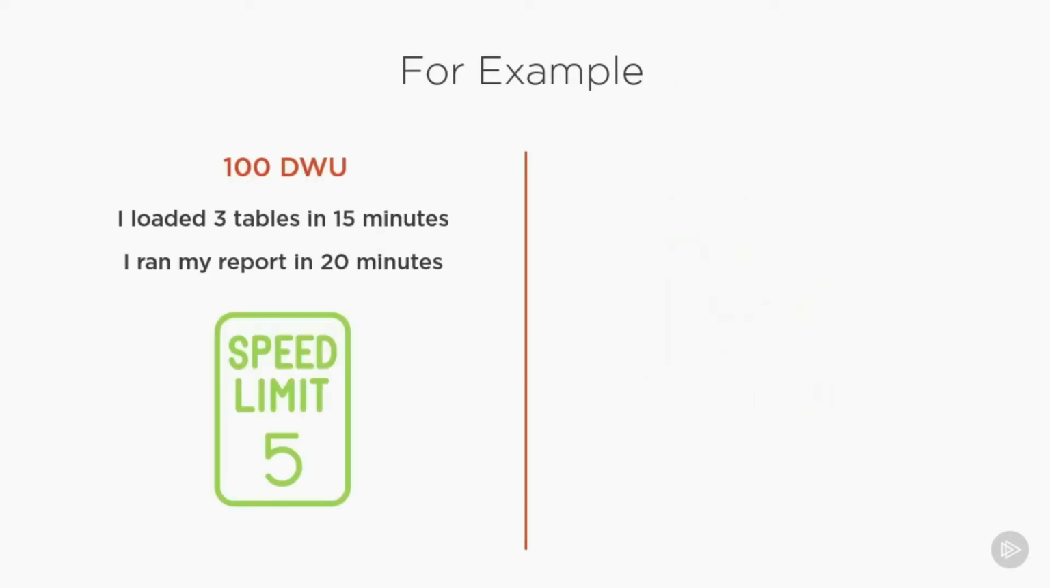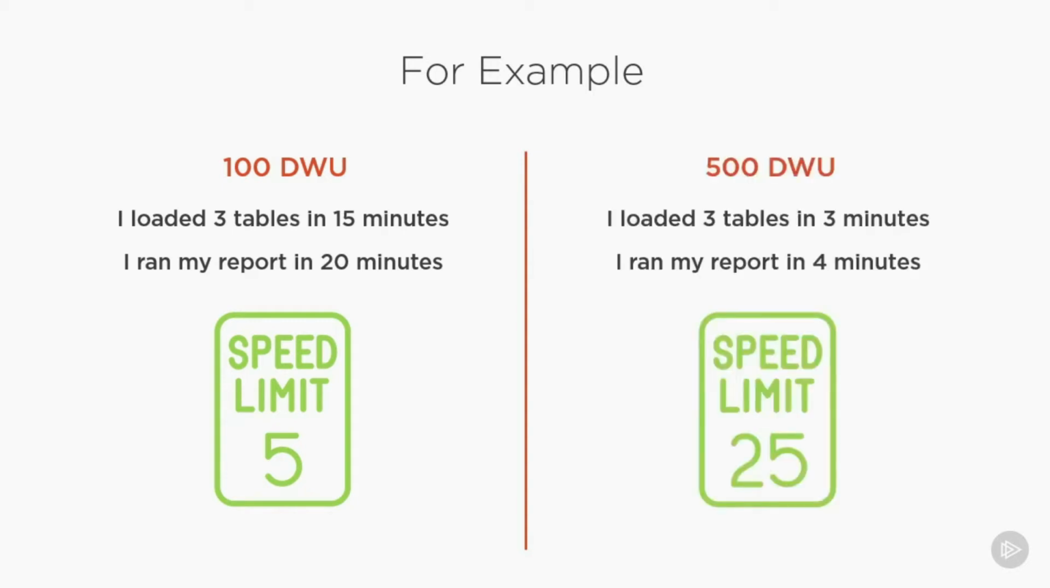Let's check out an example. Let's say I provision a data warehouse with 100 DW units. I did a test, and then I loaded 3 tables in 15 minutes. I ran a report, and then my report came back in 20 minutes. I then adjusted my data warehouse and increased my compute power to 500 data warehousing units. When I ran my test again, this time I loaded 3 tables in 3 minutes, and I ran my report in 4 minutes.